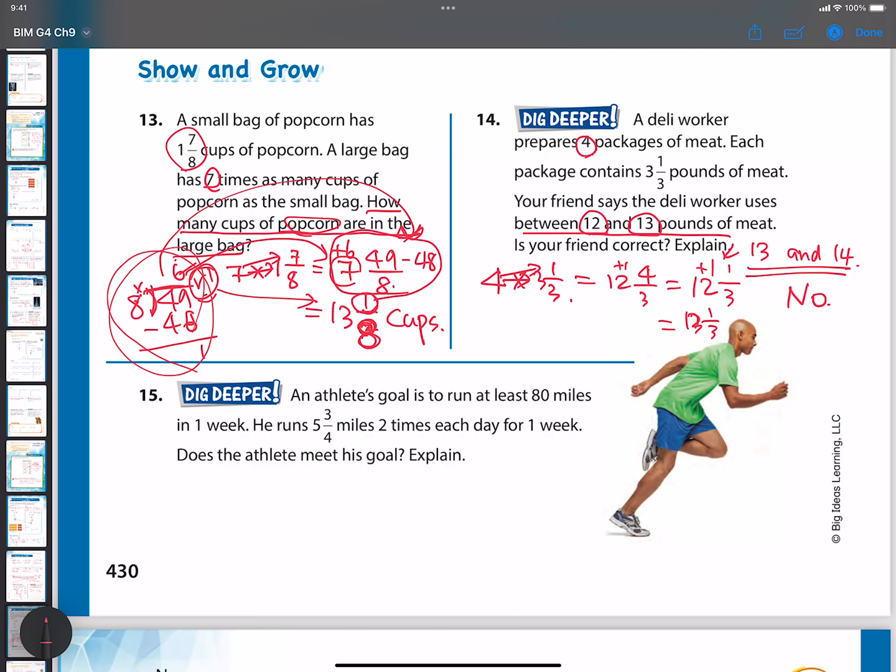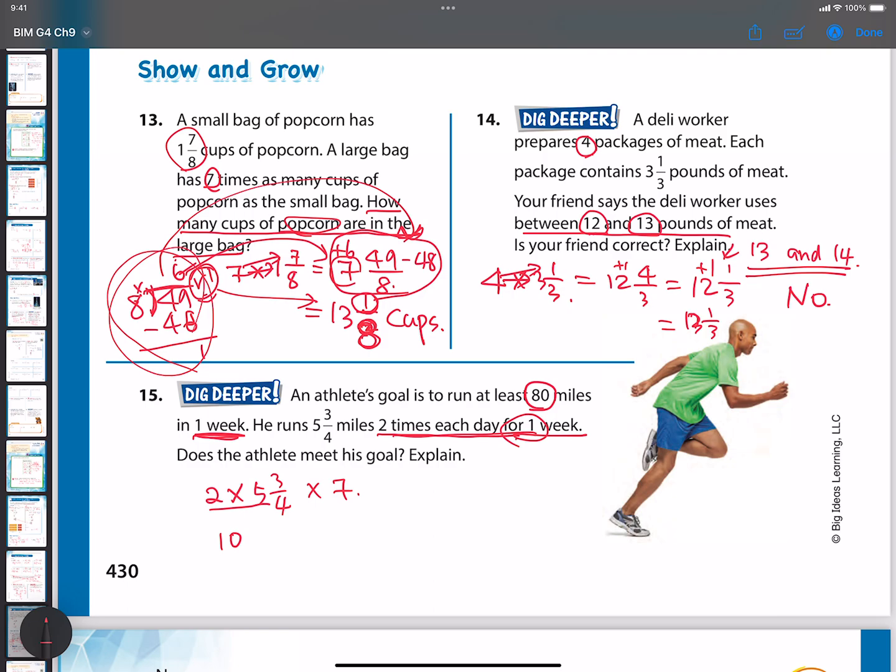Okay, number 15. An athlete's goal is to run at least 80 miles in 1 week. He runs 5 3/4 miles 2 times each day for 1 week. Does the athlete meet his goal? Explain. So in a day, how much does this athlete run? 2 times, right? And each time he runs 5 3/4, for how many days? 1 week is the same as 7 days. Now 2 times 5 is what? 10.